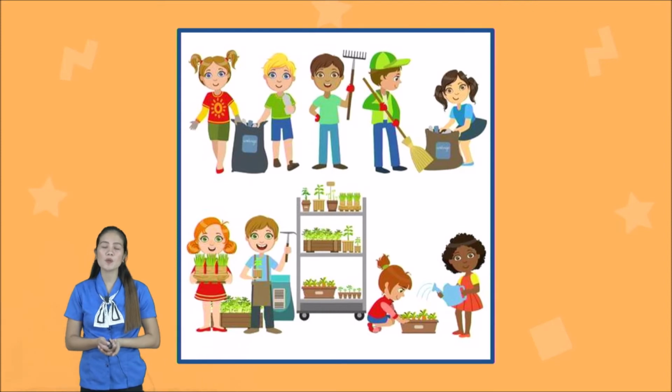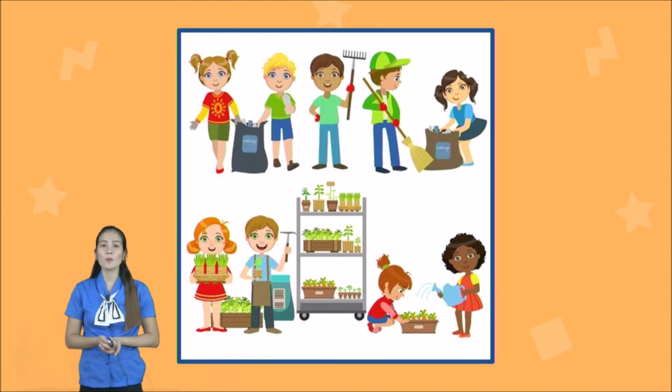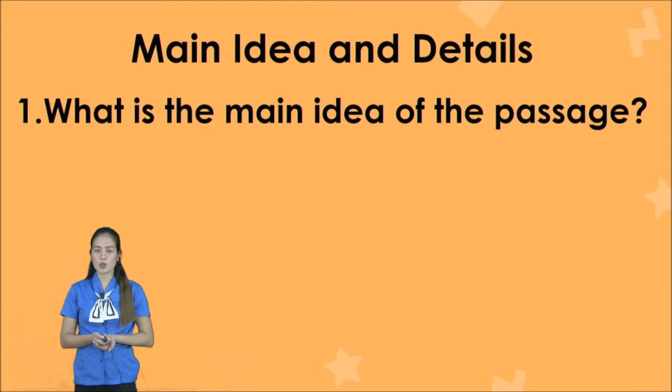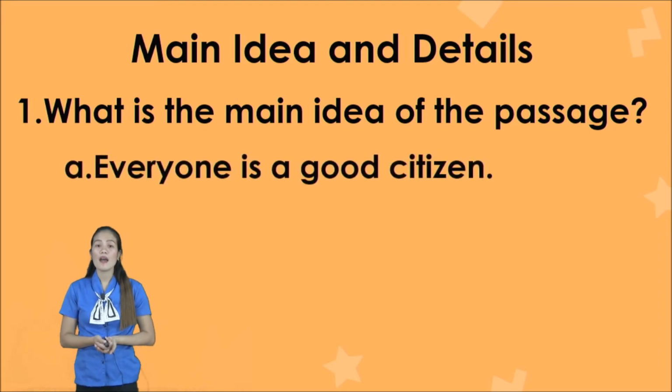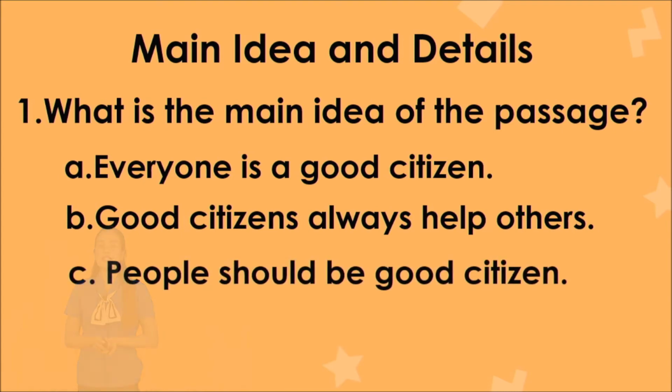Now let's do our activity in your reading book. Kindly get your book and open it to page 15. You need to answer these questions. Number 1, what is the main idea of the passage? A, everyone is a good citizen. B, good citizens always help others. And C, people should be good citizens. You need to circle the answer. The correct answer is letter C. People should be good citizens.